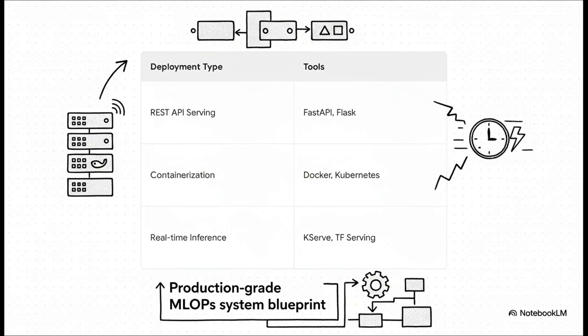Now, there are a bunch of ways to get your model out there, but the undisputed industry standard for doing this reliably and consistently is containerization. It's a simple idea. You package up your model, its code, and all its weird little dependencies into one standardized sealed box.